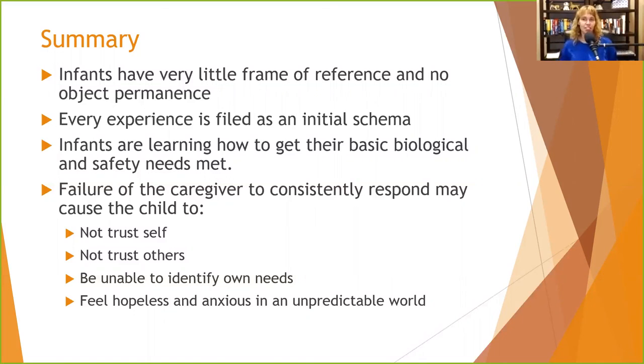Failure of the caregiver to consistently respond may cause the child to not trust themselves, not trust their intuition about who's safe, who's not, what they need, what they don't need. They may not be able to articulate what they do and don't need because it's always been met with one thing, like a bottle or nap time. Sometimes parents don't know what to do with the child. They're just like, okay, must be overtired, go to sleep.